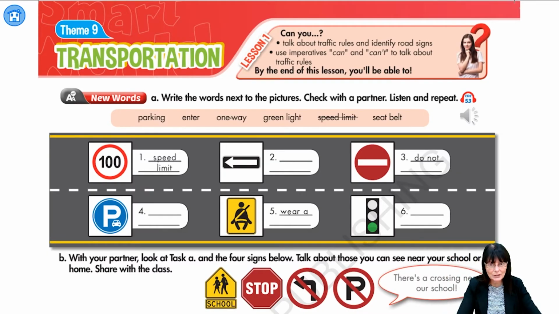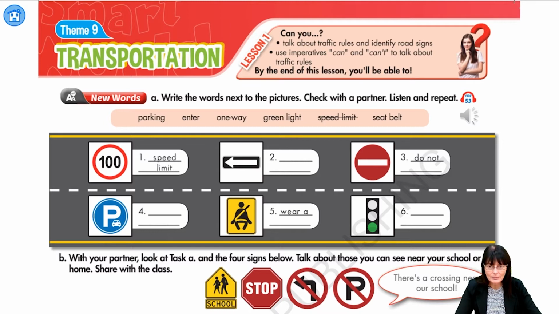Today's theme is about transportation. In today's lesson, we're just going to talk about traffic rules and identify some road signs. By the end, you should be able to use the words can and can't to talk about traffic rules. The first part is the new words.